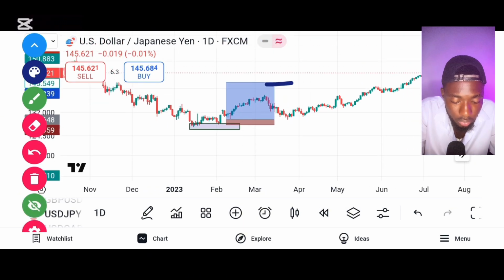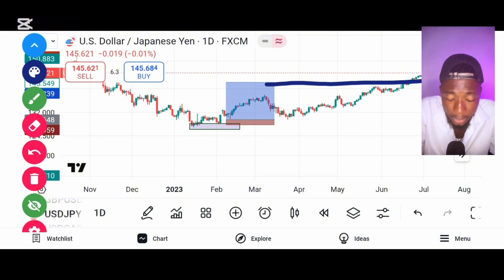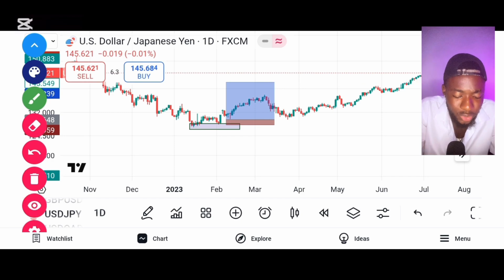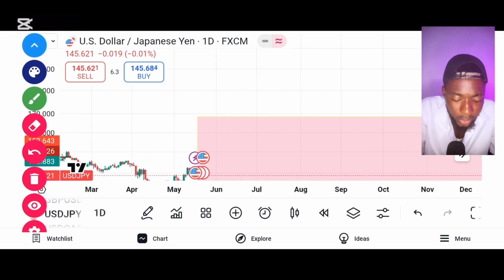Okay, gave you your TP, although it took some time, but of course, it depends on the time frame you're also working with. So you can see this is how you actually use it. So let's just look at a bearish example quickly.